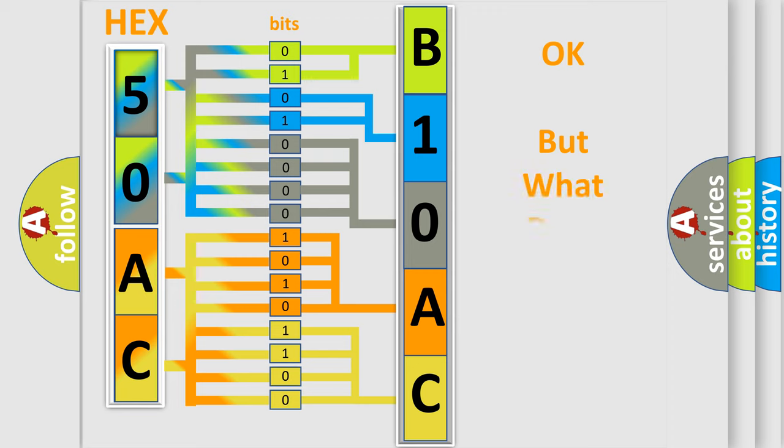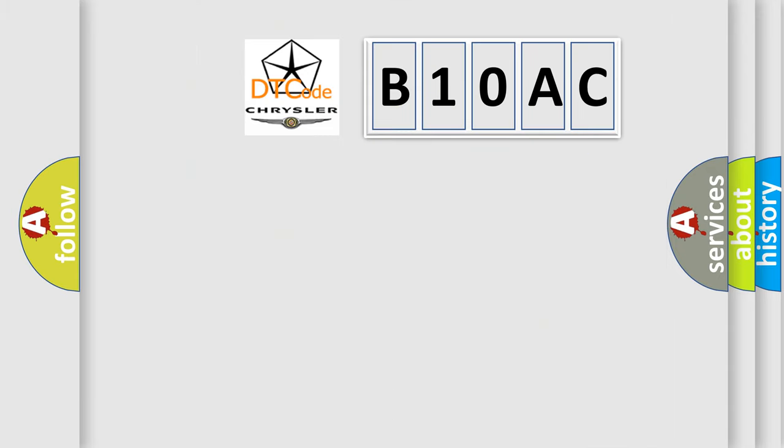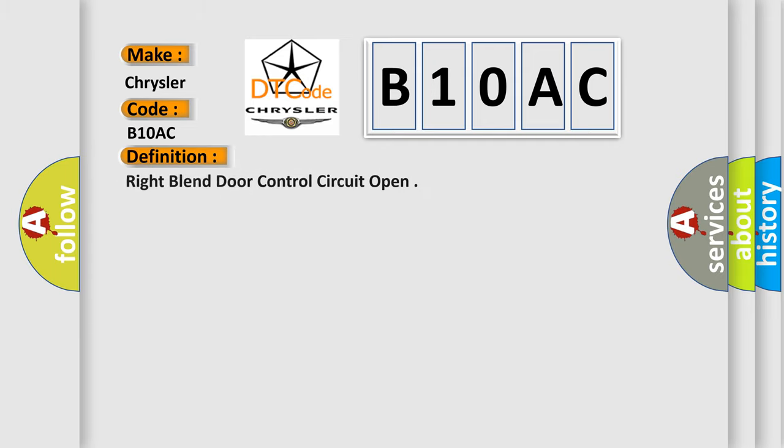The number itself does not make sense to us if we cannot assign information to what it actually expresses. So, what does the Diagnostic Trouble Code B10AC interpret specifically for Chrysler car manufacturers? The basic definition is right blend door control circuit open. And now this is a short description of this DTC code.